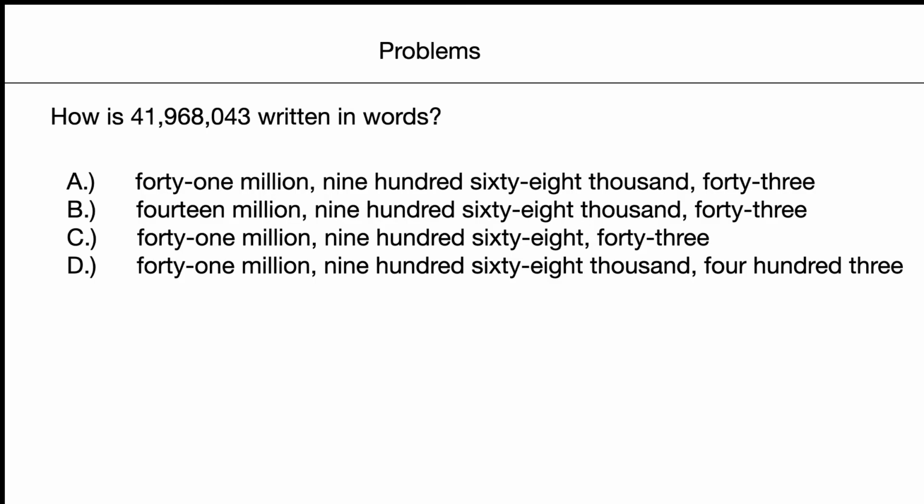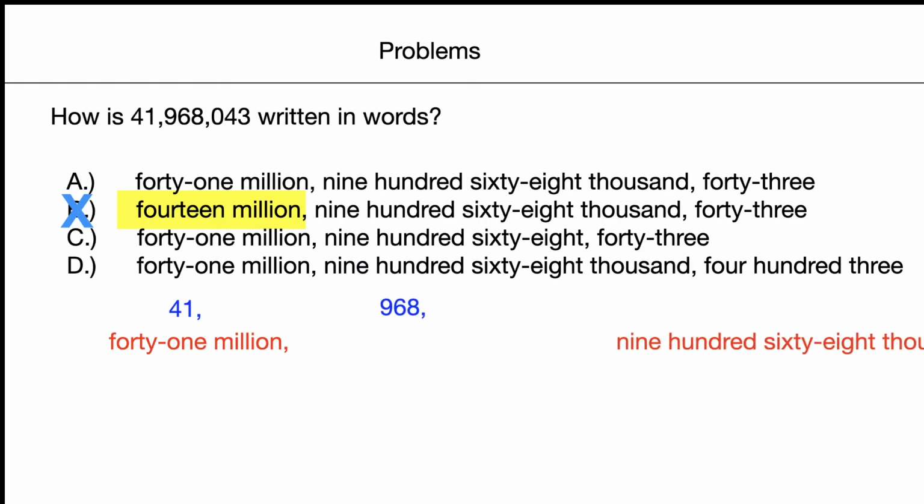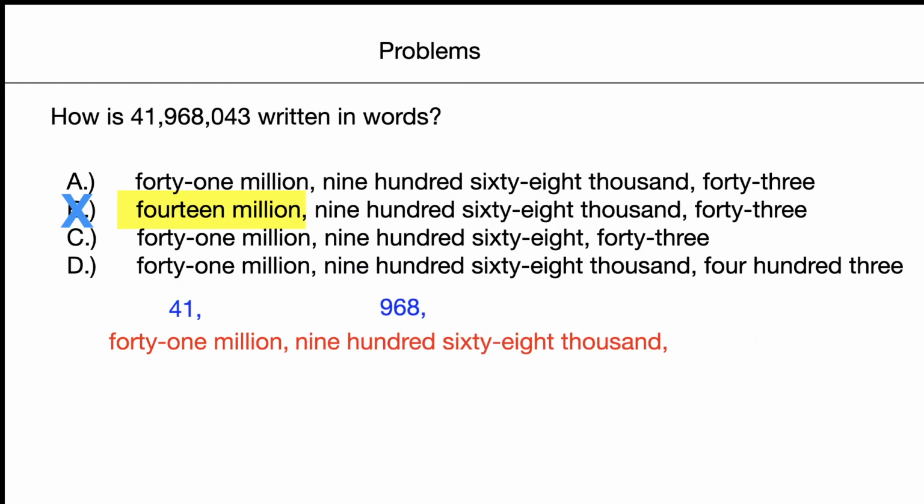How is the number written in words? And this time we're going to find our answer in word form. Okay, so we'll start with our 41. That would be 41 million. When I look at the answers for A, B, C, and D, I notice that B is 14 million, so we can get rid of that one. Let's look at our middle section. That is 968,000. When I look at my answers, I notice that answer C does say 968, but it does not say 1,000 like we're supposed to, so we can get rid of C.